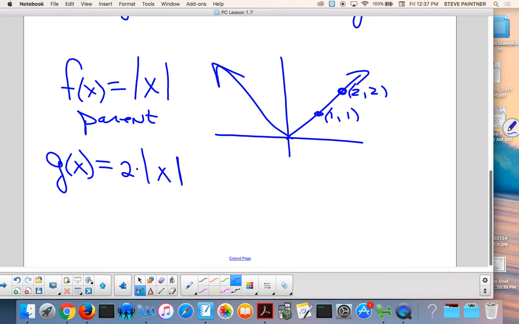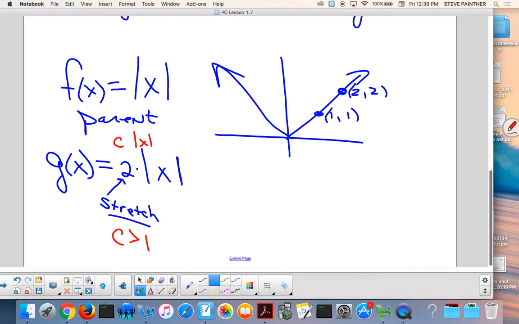Now, how do you know what this is? It's a stretch. It's greater than one. So if your multiplier, your book calls your multiplier C, if your multiplier C is greater than 1, it's going to stretch. And I should have said, this is a vertical stretch. It makes it get taller. So that affects what? The x or the y? Y. It affects the y.